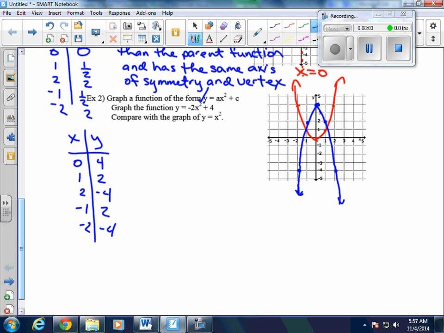And so if we graph this one, the vertex is up here at 0, 4, and has an axis of symmetry at x equals 0 still. So now, again, if we compare this with the parent function, what do we notice? Well, the graphs have the same axis of symmetry. And that's x equals 0 for both of them.